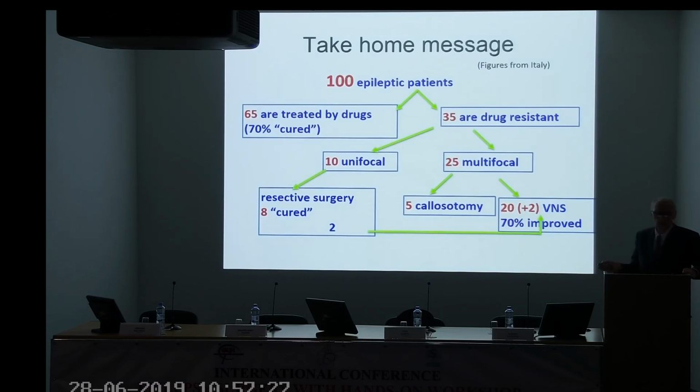So to sum up, this is my take-home message. Figures are coming from Italy. Every 100 epileptics, you have 65 that are treated by drugs, and 70% of them are cured by drugs, so no problem. But 35 are drug resistant. Among these 35 drug resistant, 10 patients are unifocal. And being unifocal, they are good subjects for resective surgery. And 8 of them are cured by it. Only 2 are not cured.